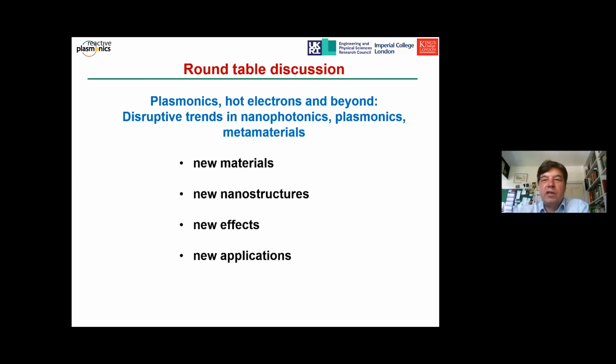So single emitter control, you mean like combining a quantum dot or molecule to? Yes, exactly. To a nanostructure.